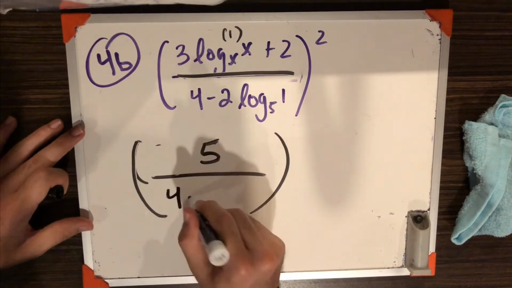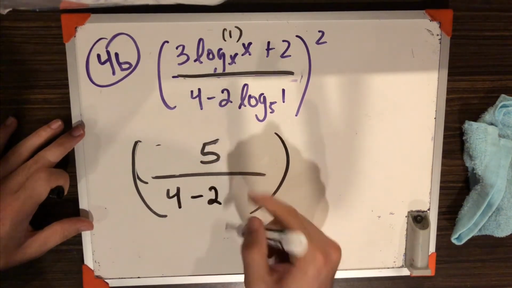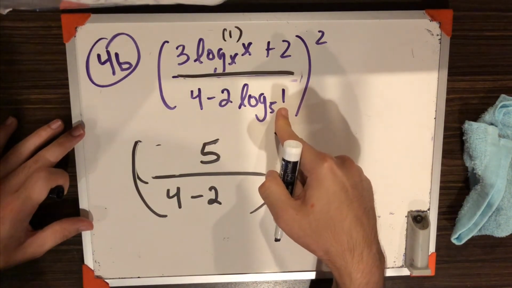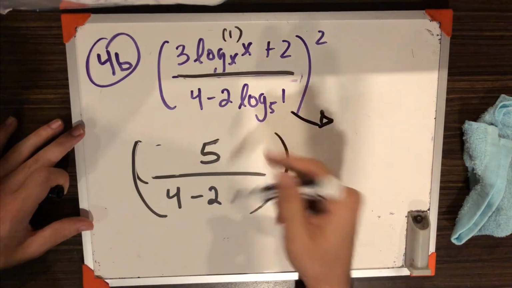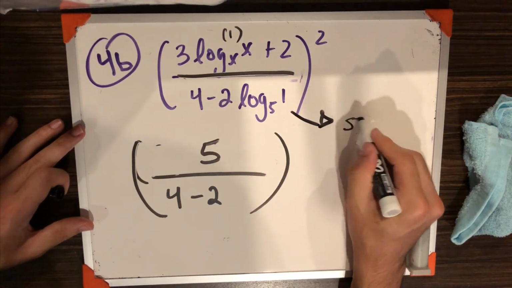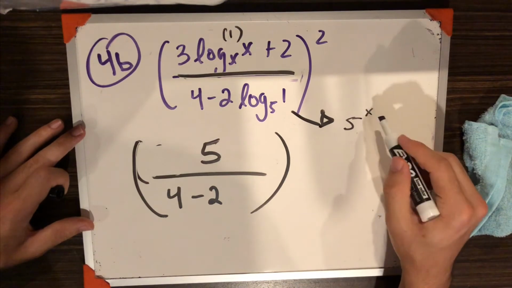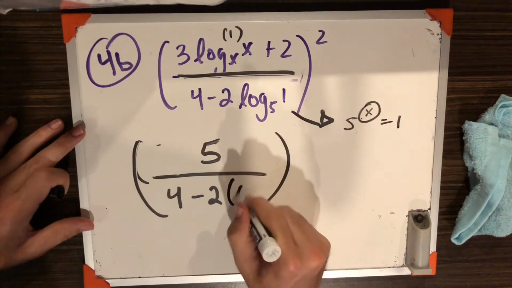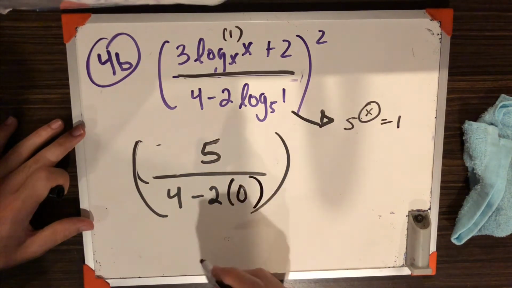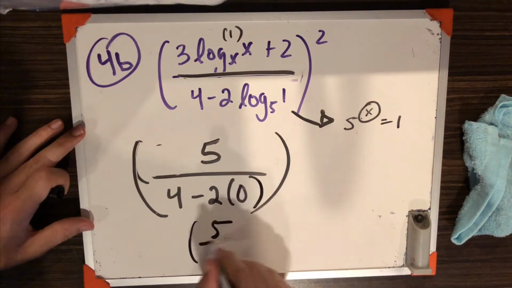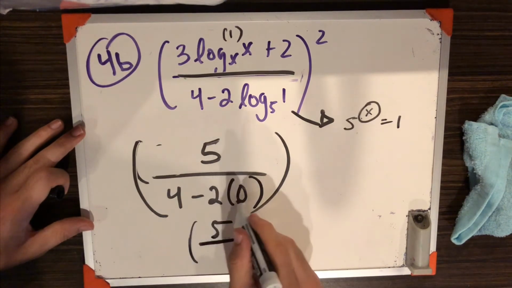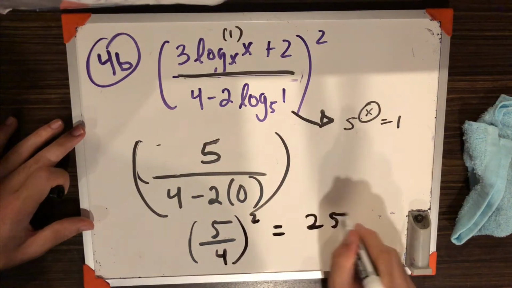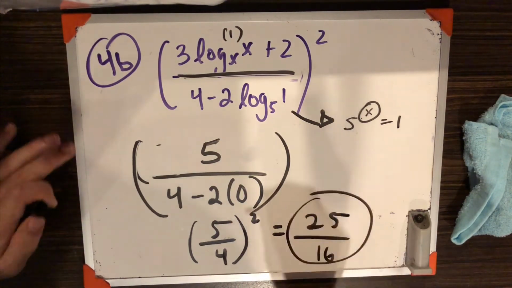This bottom part, we have 4 minus 2 log base 5 of 1. Again, if you don't know this, we can easily put this in exponent form. 5 to the x power is equal to 1. Well, what does x have to be? It has to be 0. So this is 2 times 0, right? Well, 5 over 2 minus 0 is 0, so just 5 over 2 squared is going to end up being 25 over 4 squared, which is 25 over 16. So that would be your final answer.